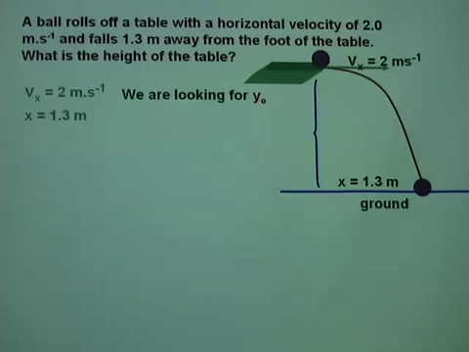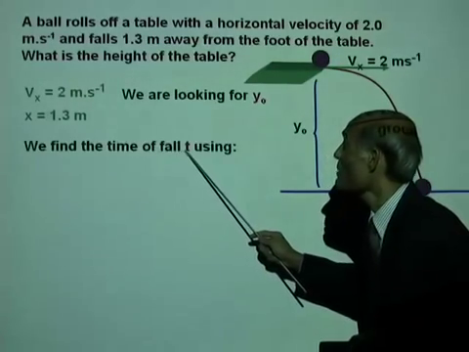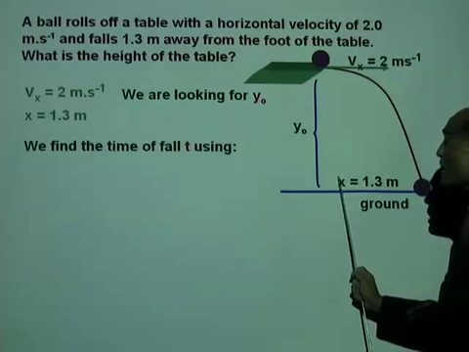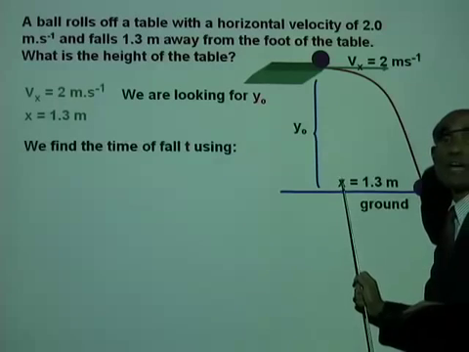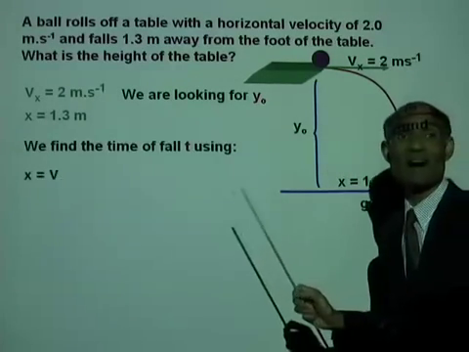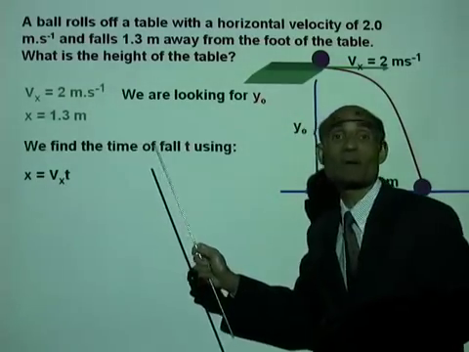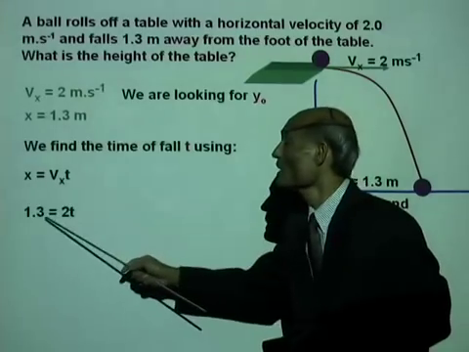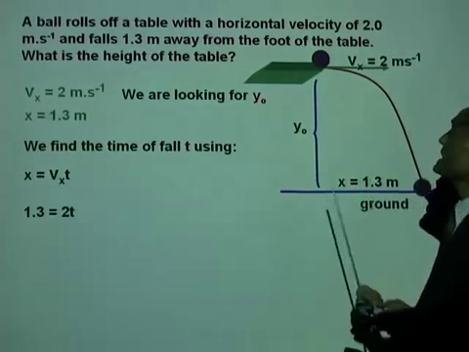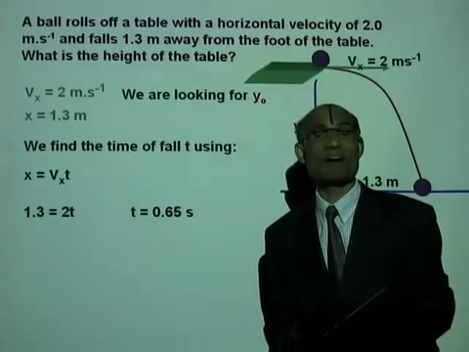There you are. Now, we find the time of fall t using what equation? Give me an equation for x. x equal to Vx multiplied by time, isn't it? x equal to Vx multiplied by time. Therefore, 1.3 equal to 2t, or t equal to 0.65 seconds.